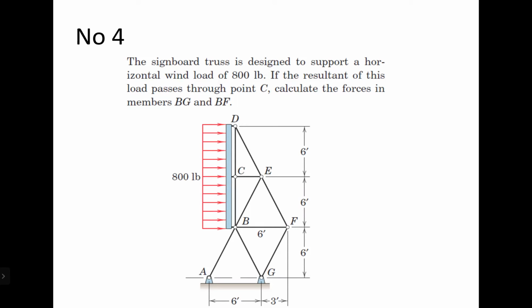The sign frame is designed to support a horizontal wind load of 800 lbf. If the resultant of this load passes through point C, calculate the forces in members BF and BG. Then the first thing that you're supposed to do is to find out the meaning of this.